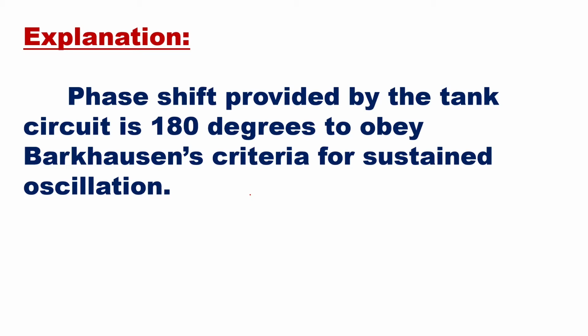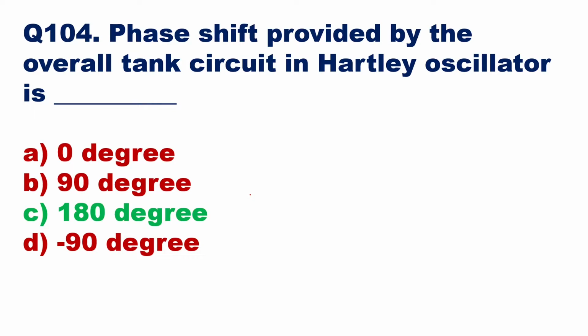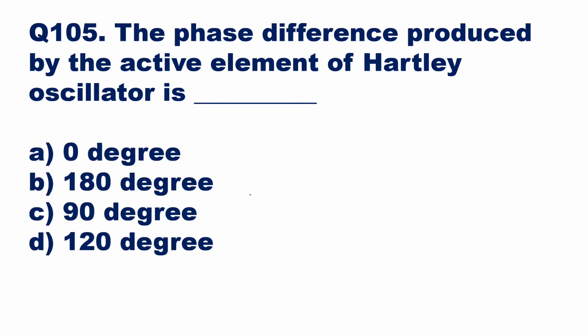So we know that the total closed loop phase shift should be 360 degree, that is 0 degree, that is positive feedback, and the gain of the arrangement should be unity, so that you fulfill the Barkhausen criteria for oscillations. So here you can see option C, that is 180 degree will be the answer. Then we'll go to the next question, question number 105.